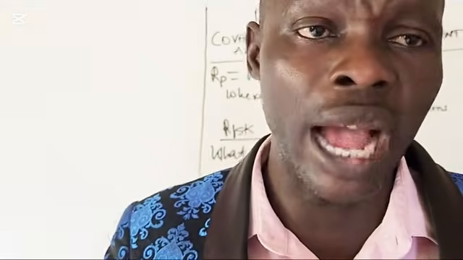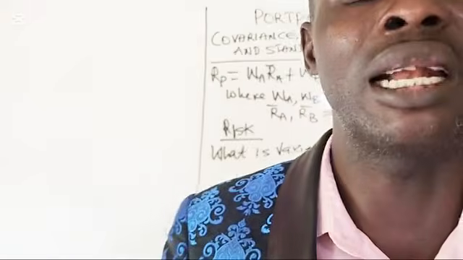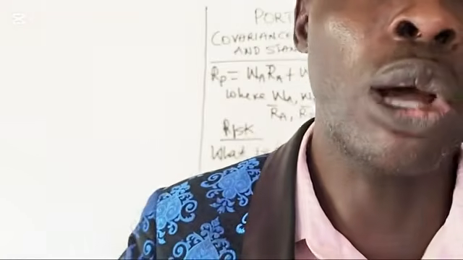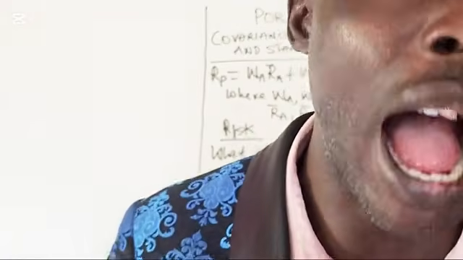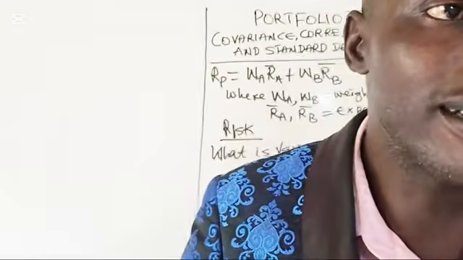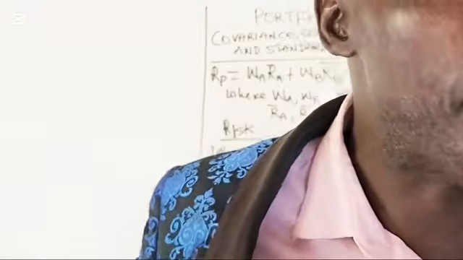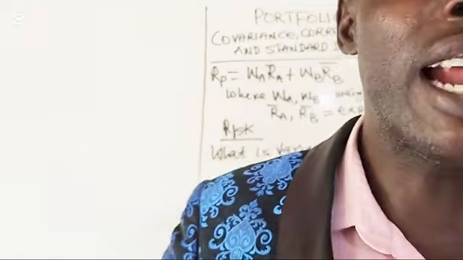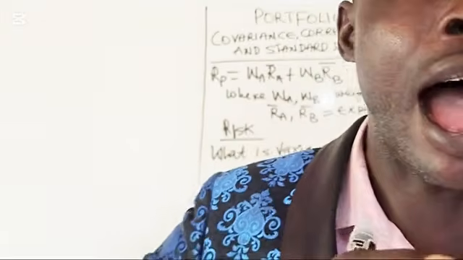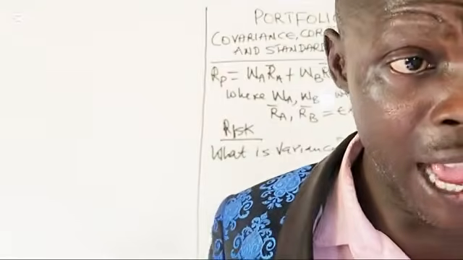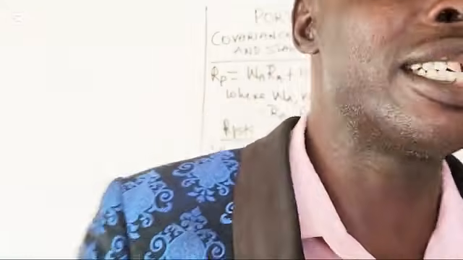Variance can be categorized into two: small variance and large variance. Small variance means returns are close to average, so the risk is very low. Large variance means returns are far apart, so the risk is high, very high.